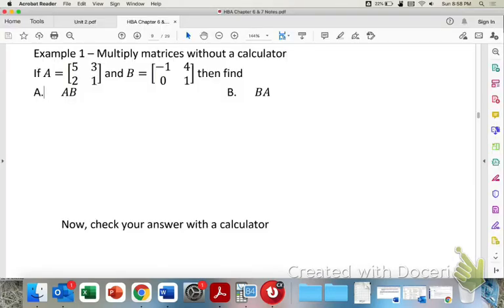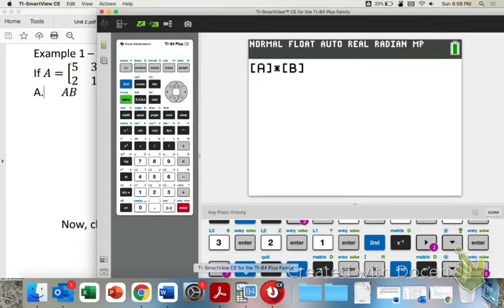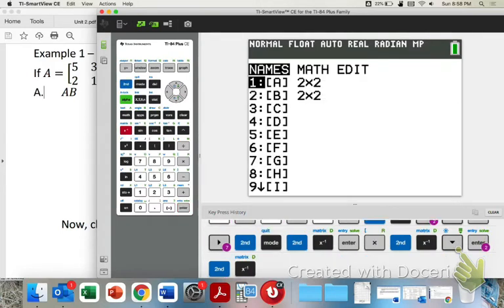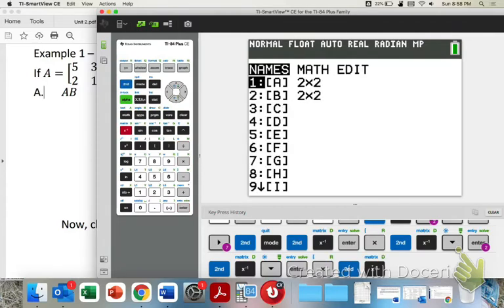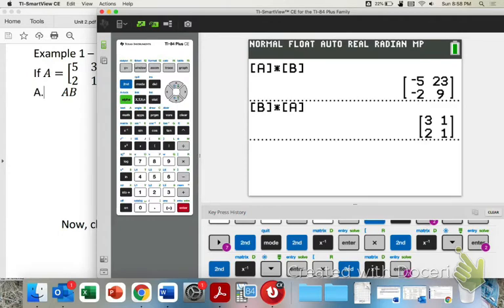But that makes it very easy for me to do A times B, get out a matrix, and then go back in and do B times A. Notice you're going to get two different answers because, like we said, order matters on these.